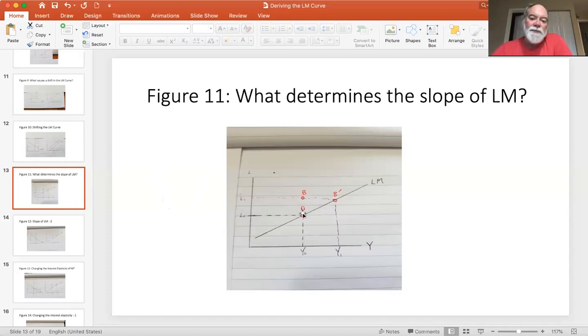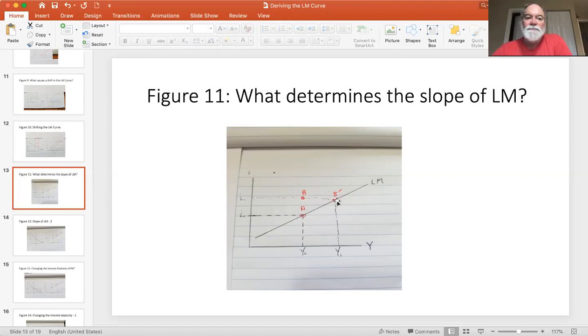If we start at a point like A and we go to a point like B, notice what's happening. The interest rate is going up, that's the rise, and GDP is going up also, that's the run. So the key questions here are, how much does the interest rate rise and how much does GDP rise?